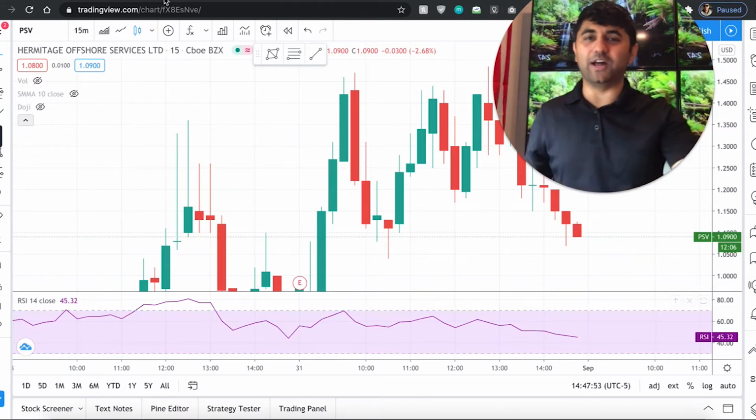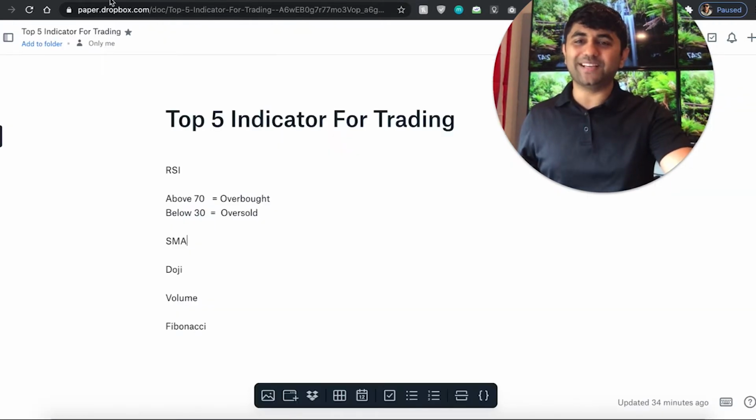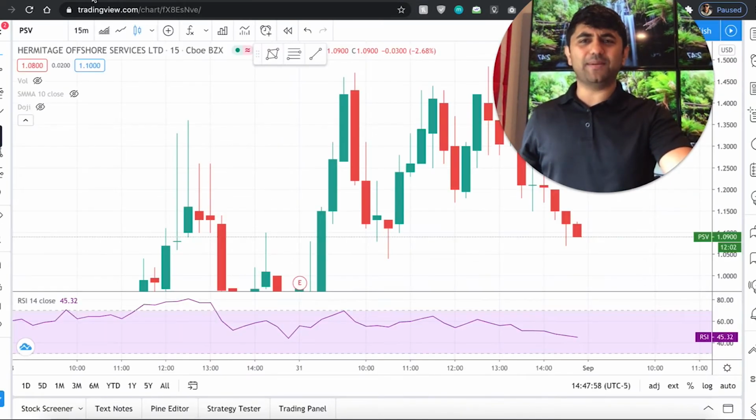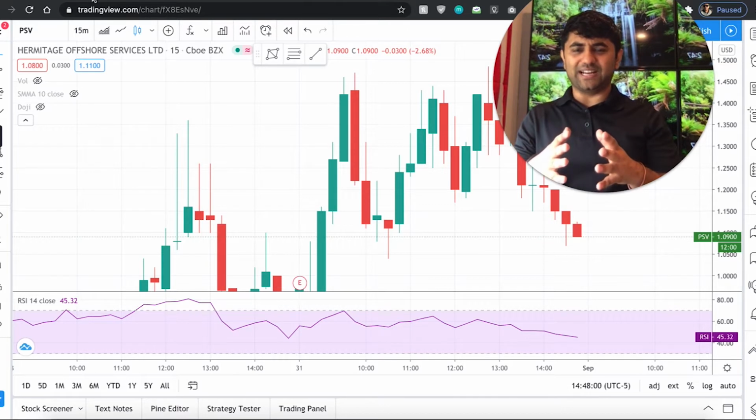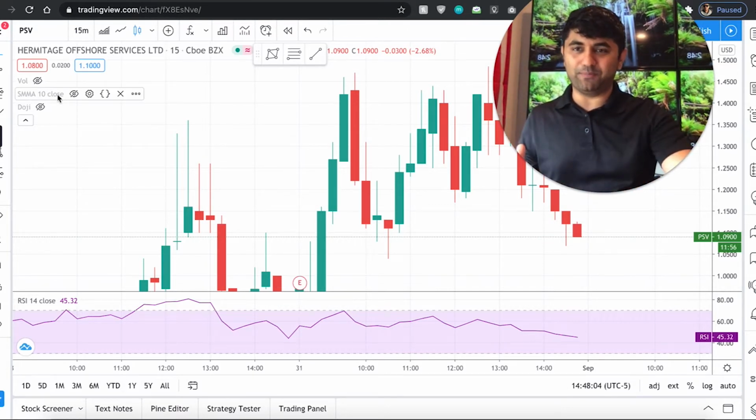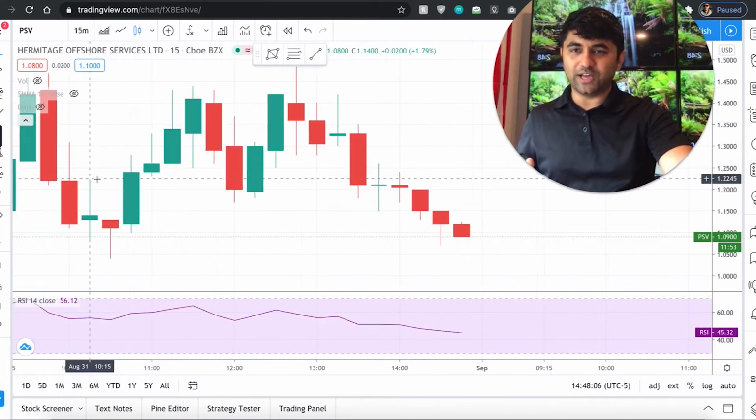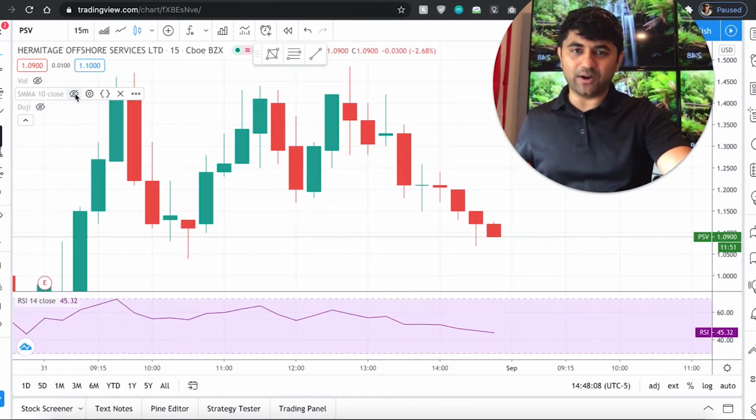Okay, moving on. Next up is the SMA line. The SMA line pretty much means a simple moving average of, let's say, for example, I'm going to go ahead and do my SMA line right now. I'm going to open it right now.